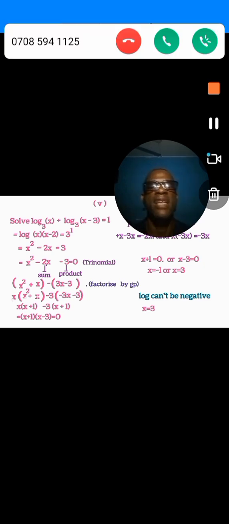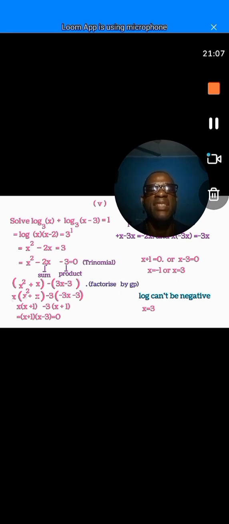On this note, we come to the end of this tutorial. In our next tutorial, which is going to be in the series of logarithm 1, 2, 3, 4, 5 to 6, we solve more examination questions.